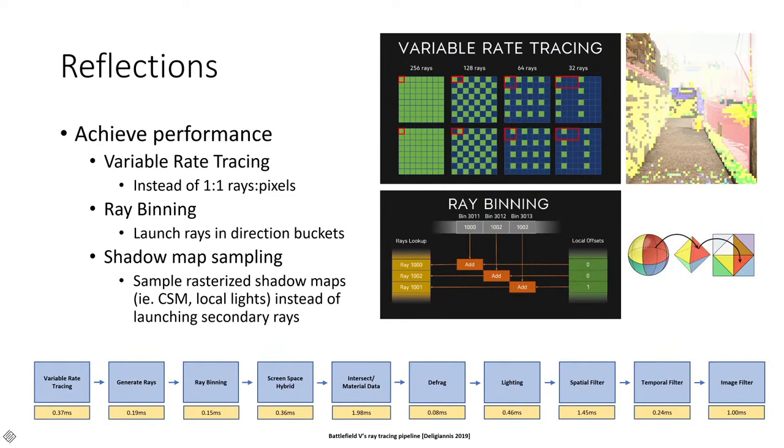Other tricks to achieve performance are needed on top of that. So things like variable rate tracing, where you evaluate where you should launch more or fewer rays on the screen, for example. Ray binning, where you launch reflection rays pre-sorted by direction buckets to help drive the GPU with more predictable intersection workloads and shading workloads for that matter too. You can even sample the shadow maps instead of launching a secondary ray for the reflection shadows. As you can see, there are many tricks here, and the image below is a glimpse of the whole pipeline that was built to have real-time reflections at performance in Battlefield 5. So please check out the talk from Ioannis and Jan on this topic for even more details on the whole pipeline.